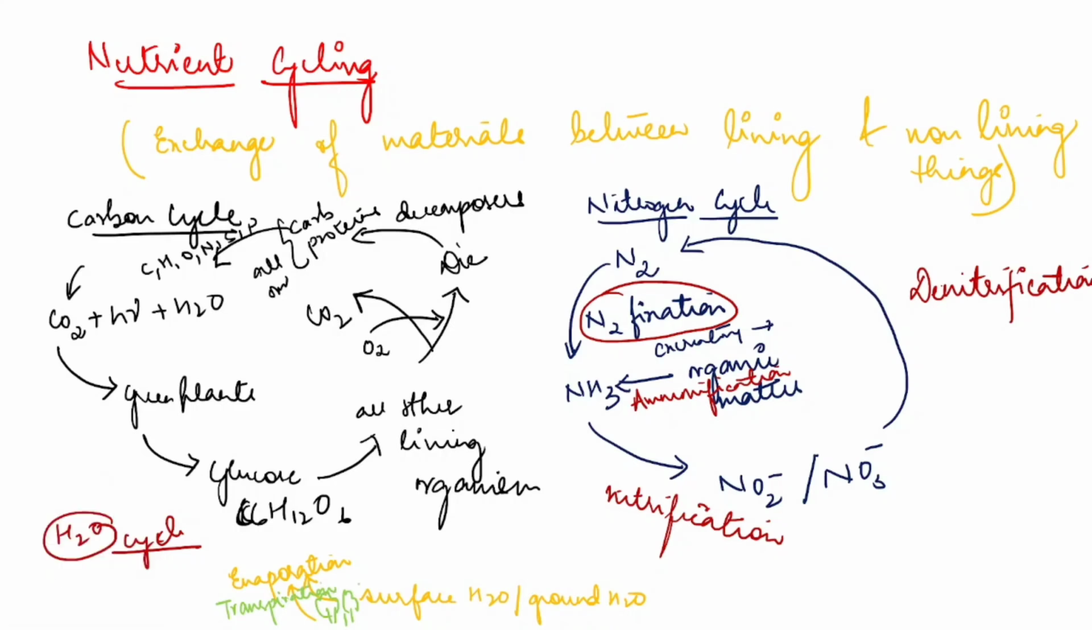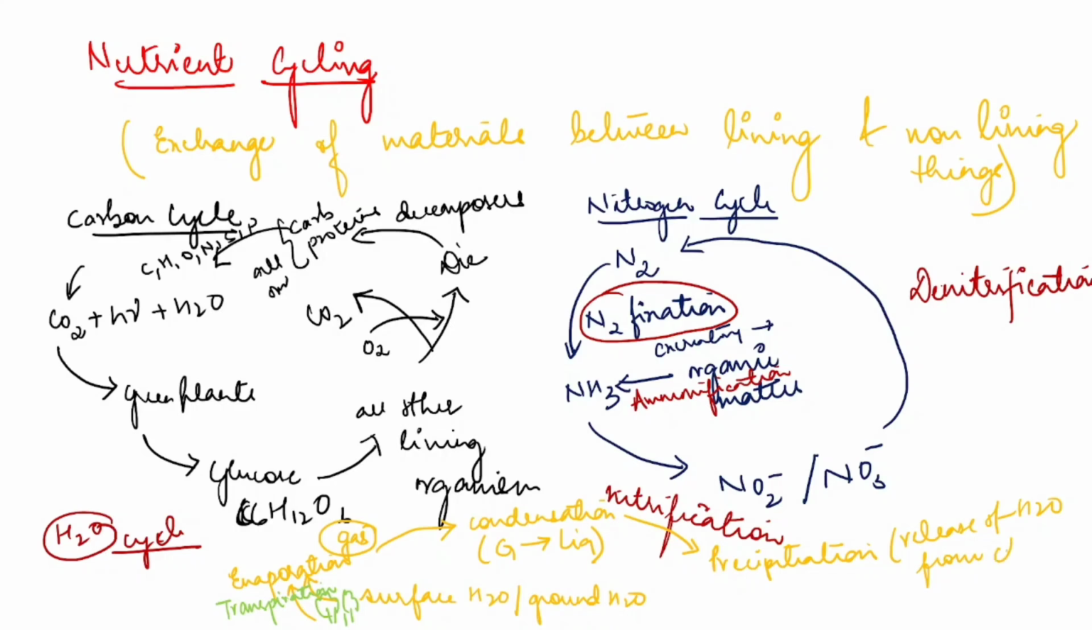So what is exactly happening? This water is converting back into gas. And now after evaporation, there is a process called condensation, where gas is converted to liquid, right? After condensation, what will happen? Precipitation. What is precipitation? It is a process of release of water from clouds, and now again water is reconverted, right? So this is what we call the water cycle.